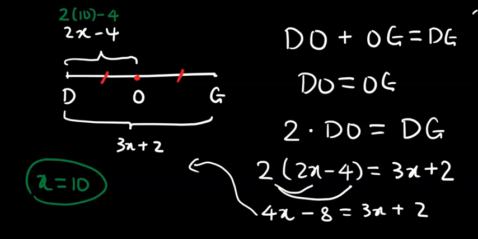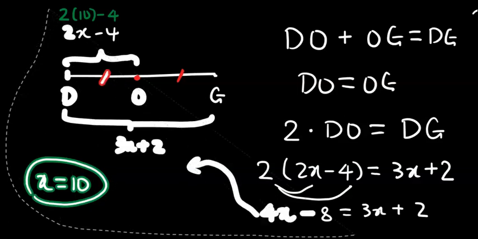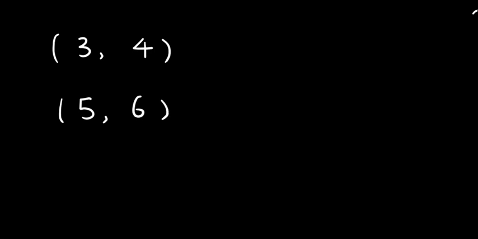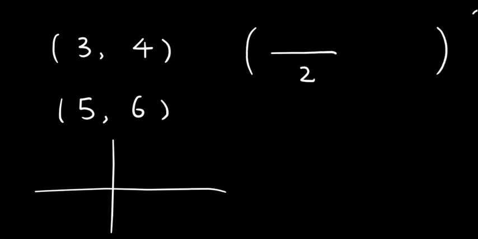Do not leave, because I'm going to teach you how to find midpoint of 2 points. Suppose you're given 2 points. You have 3, 4, and you have 5, 6, okay? You want to find the midpoint of these 2 points. You can go ahead and graph it and find where it is, or we can do it like this. We have a midpoint formula for you to use.